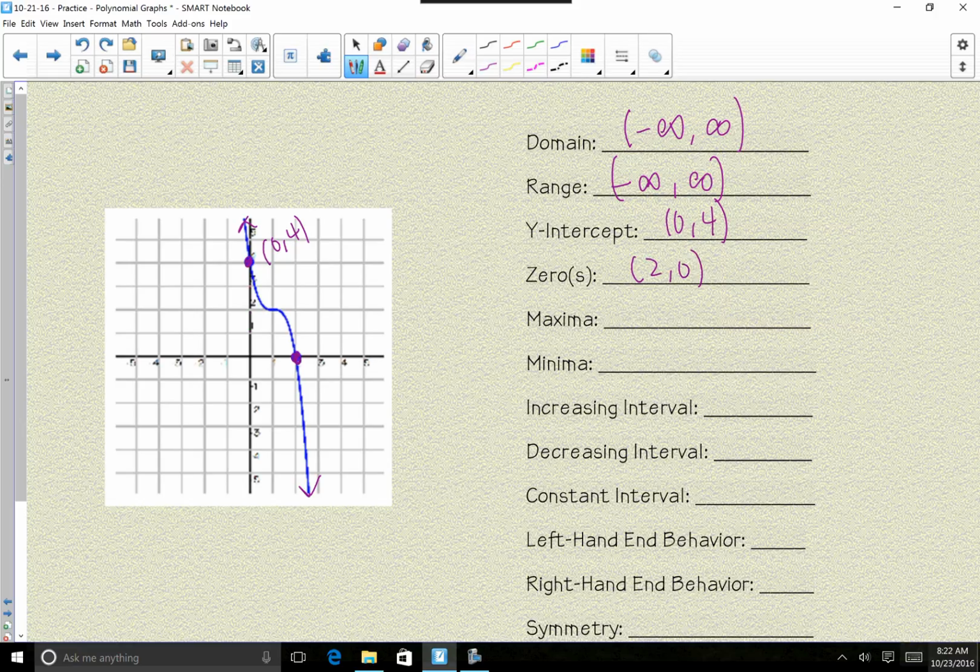All right, maximum, minimum. That is where you go from increasing to decreasing or decreasing to increasing. And I don't see any here. All right, so these are going to be none. Okay. All right, so increasing, decreasing, constant. So from the left side, this little fellow would start to go down this hill, right? So he's going to decrease right here until he hits this place right here. Well, actually, it's going to continue to decrease here. It's still curving. So he's decreasing until x equals 1, right?